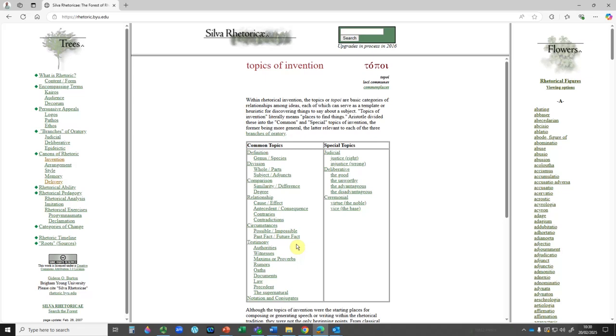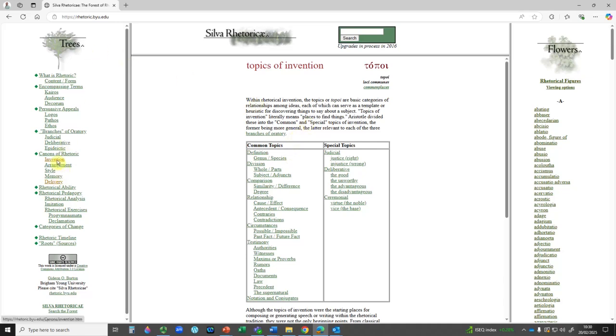So authorities, witnesses, maxims or proverbs, rumors, oaths, documents, law, precedent, supernatural, etc., and then notation and conjugates. So anyway, these are things that people will do, and they'll explore these ideas with the topic that they're talking about in order to know more about it, to develop their ideas.